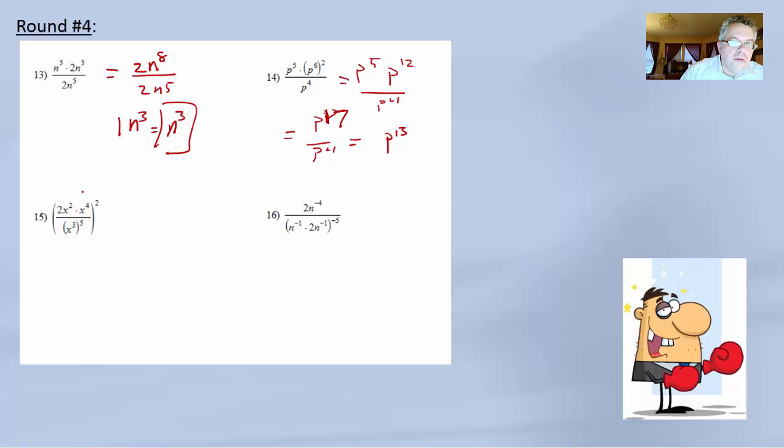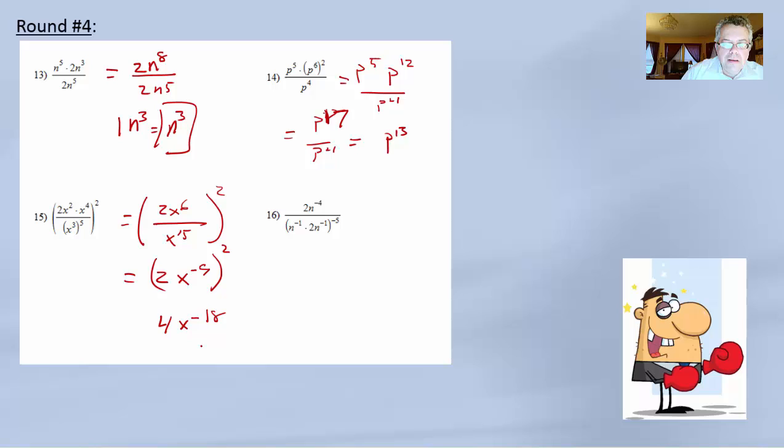All right, here we got big parentheses. So simplify the inside first. On the numerator, we get 2x to the 6th. And the denominator, we get x to the 15th, all squared. I'm going to keep simplifying. I'm going to subtract the exponents. 6 minus 15 is negative 9, so I get 2x to the negative 9, squared. Okay, square the 2, you get 4x to the negative 18, which is just 4 over x to the 18th.